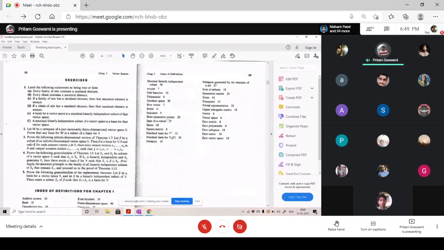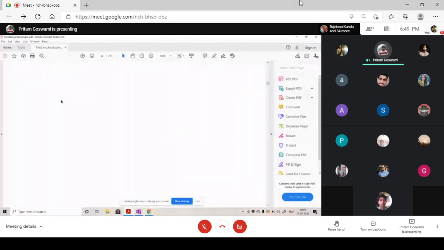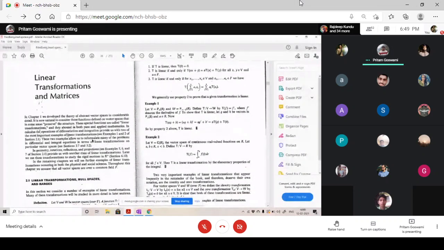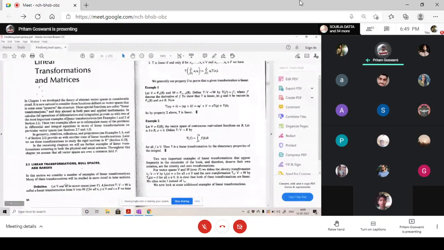Now I will be coming to this new chapter. Yesterday I forgot to tell you about this, so I just told you. So here we come to a topic called linear transformation and matrices. So what is a linear transformation? A linear transformation is basically a function. Say T is a function from a vector space V to another vector space W. Both are over the field F.